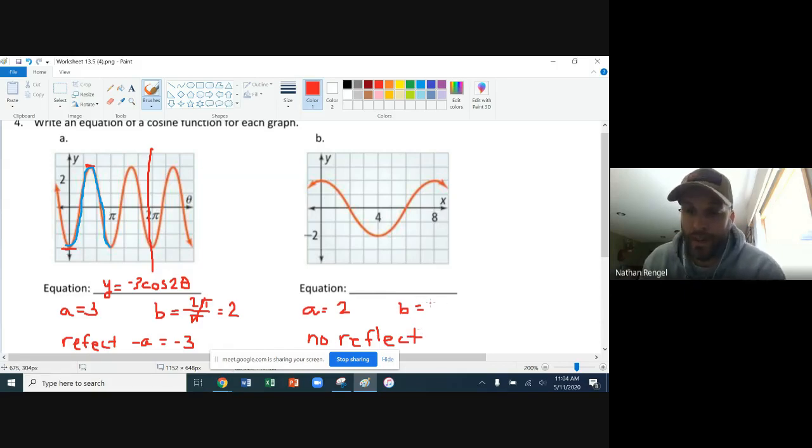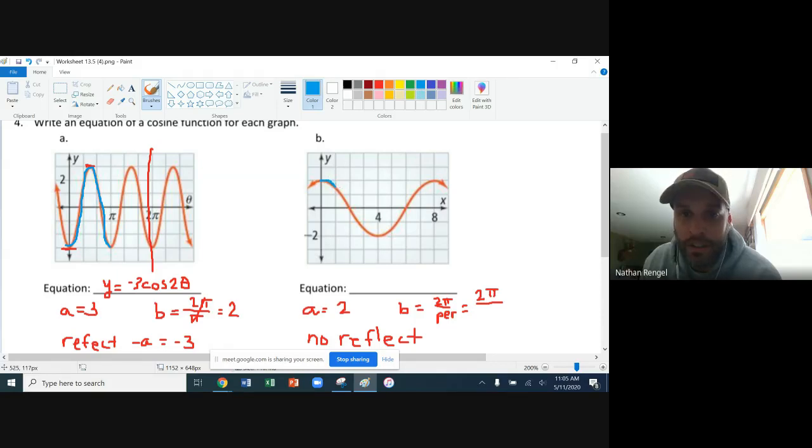Now I've got to find my b value. So the b value is going to be 2 pi over the period. And I can't do that trick I did on the last one because I don't know where 2 pi is. So this one has a theta axis of integers, 4 and 8. I can't tell exactly where 2 pi is, so I'm not going to try to mess with that. So to find the b value, I'm going to take 2 pi divided by the period. And the period is the length of 1 cycle. So I've got to look at it.